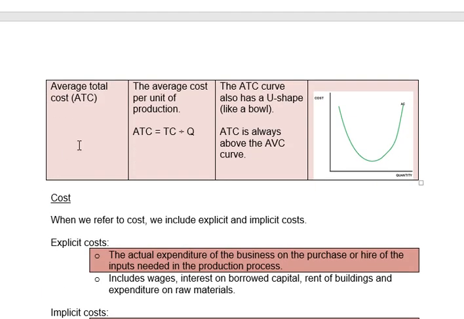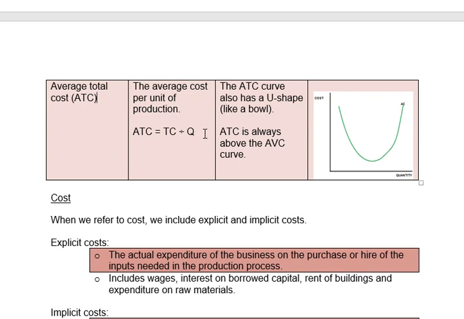The last one that is important for now is the average total cost. Remember, your average total cost is the cost involved in producing just one unit. Not an extra unit, that's marginal. If I have produced 100 cupcakes, I would like to know what each one of those cupcakes cost me. So I'm going to say total cost divided by quantity.